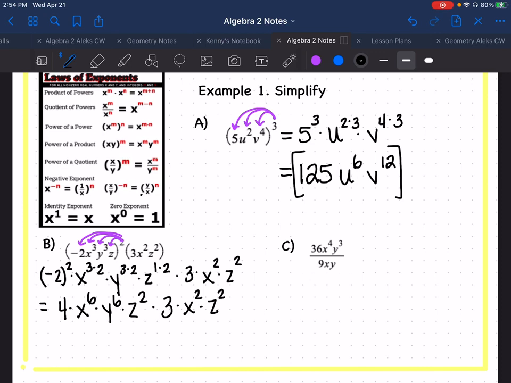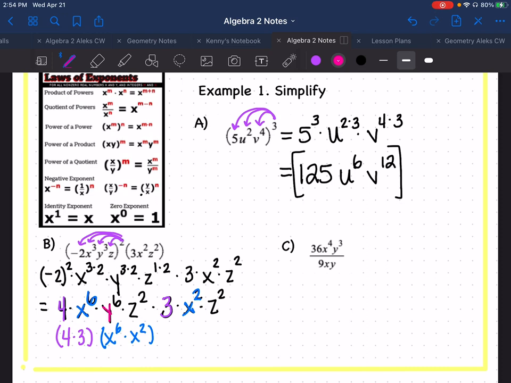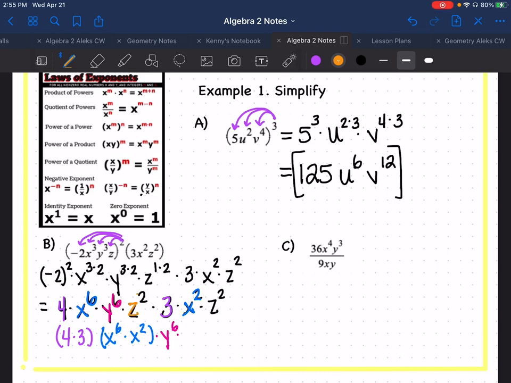There we go. Now I'm going to put together like terms. That means the constant with the constant. So I'm going to multiply 4 times 3. Then I'm going to put the x with the other x. Let me grab another color here. I'm going to put the y with the other y. There is no other y. Okay. And lastly, let me grab one more color. There we go. I'm going to put the z with the z.